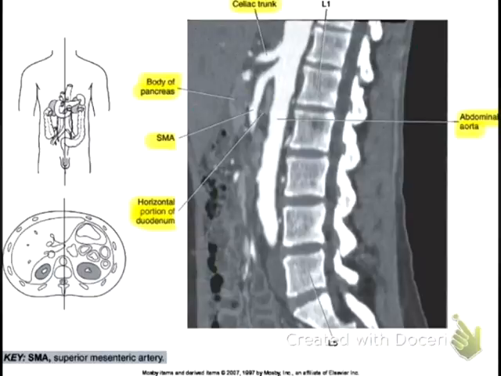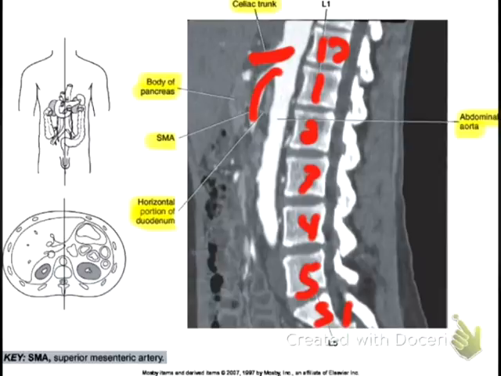Here's an image that I really think helps put everything together. So we have the celiac trunk coming off around T12. This is L1, 2, 3, 4, 5, S1. And so coming off at T12, we have the celiac. Coming off at L1, we have the SMA. And then coming off around L3, L4 is the IMA. And so that will help keep things in proportion and hopefully help keep things a little more straight than what we typically would have had.